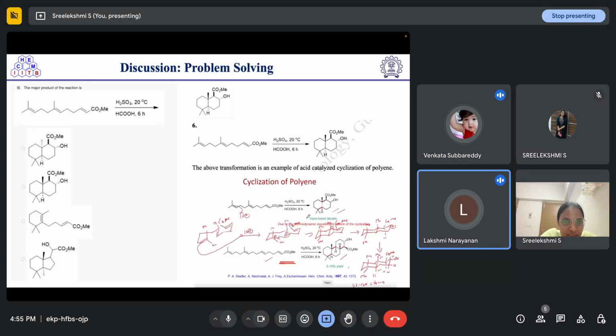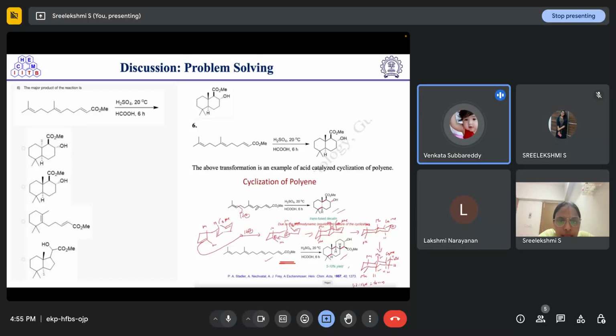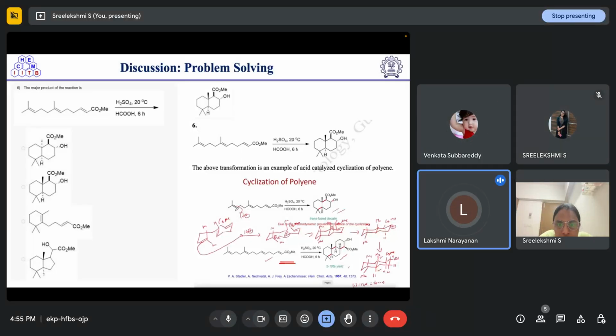Stereochemistry, a little confusing only, madam. Yeah, what we have to see here is that this is actually trans. This group and this group are in trans position, right? So whatever form we are drawing, that also should be in trans. So this CO2Me and this group are in opposite directions. Here it's okay, and here also we have to see that.